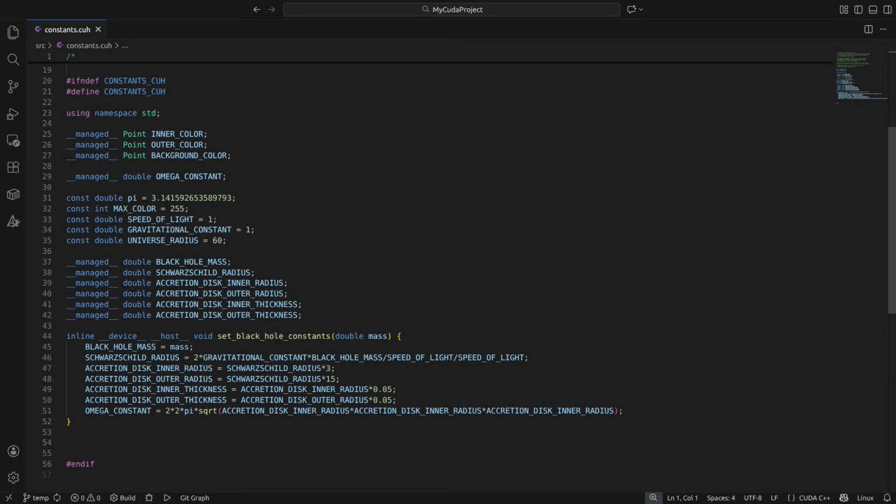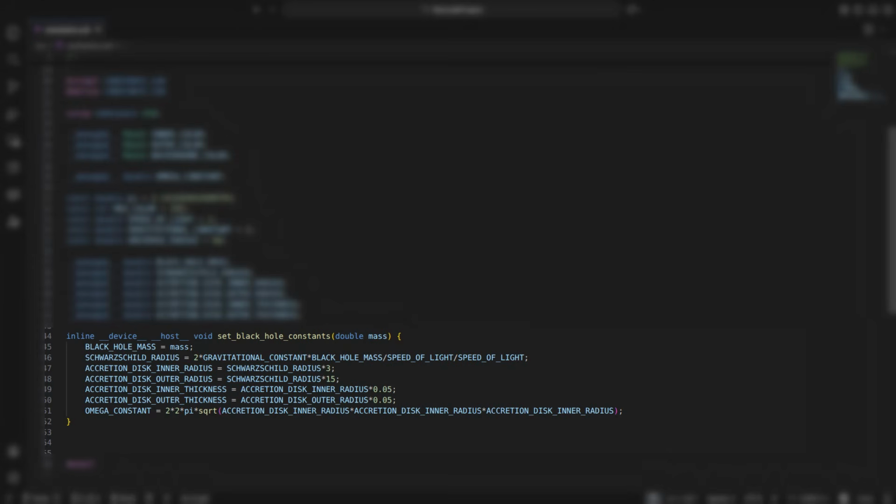Let's look at some code, shall we? These are the constants used in our simulation. The universal constants of gravity and speed of light are taken as 1. The value universe radius is the maximum distance from the origin, beyond which I terminate the RK4 iterations. The function setBlackHoleConstants sets the various constants associated with the black hole, taking mass as the input, which I usually set as 1, but can be varied for a cinematic effect.